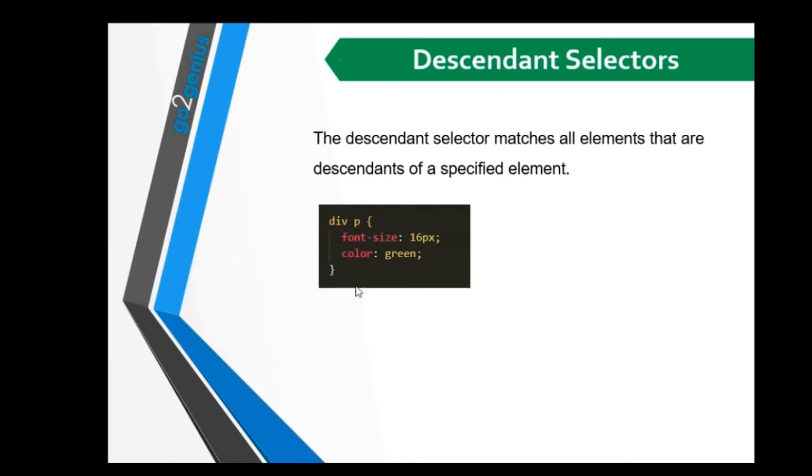Here we have a simple example code. It's a div, and inside this div we have a paragraph element and some CSS properties. So the following example selects all paragraph elements that are children of a div element. Means this selector will select all paragraph elements inside this div element.